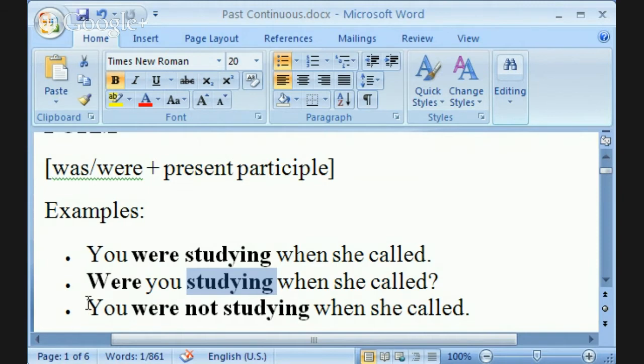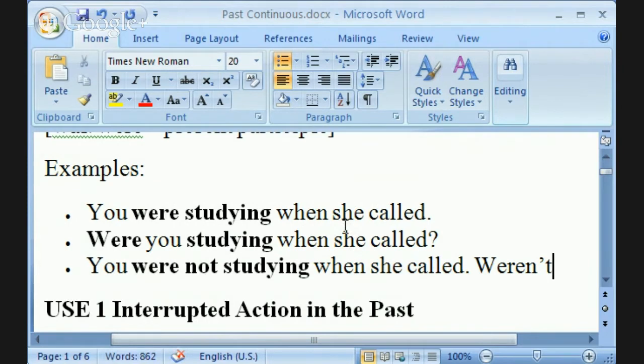All right. And then finally, in the negative, the form similar to the positive statement, the subject noun will go first. The negative not will follow the first auxiliary. You were not studying when she called. In spoken English, it would be very common to contract the form, were not, and just speak it as weren't. You weren't studying when she called. Okay, well, that's the basics on how it's formed. Let's get to the uses.